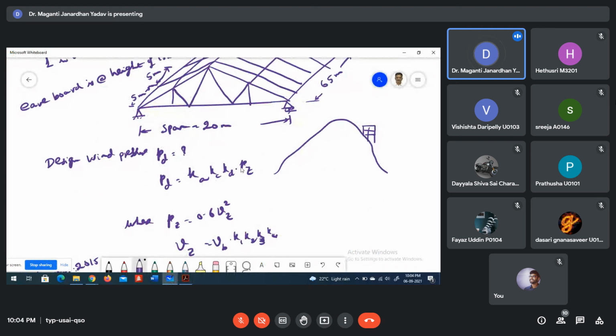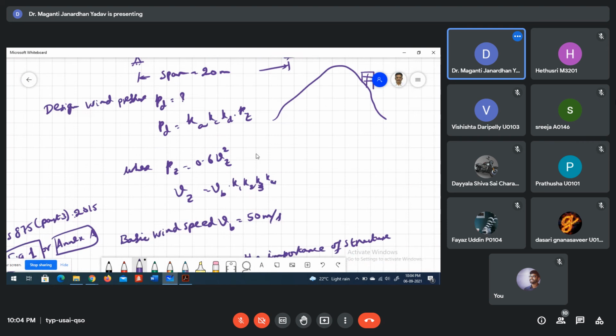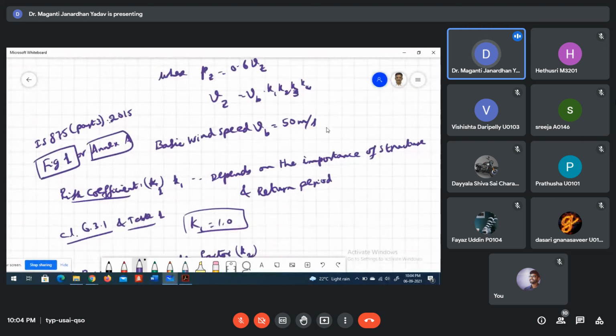And then in that KA, KC, KD, sorry, you write first KD, because area averaging factor, directionality coefficient, and then combination factor into PZ. So PZ is equal to 0.6 VZ square. VZ is equal to VB into K1 into K2 into K3 into K4. Basic wind speed is given. Calculate the K1 value.